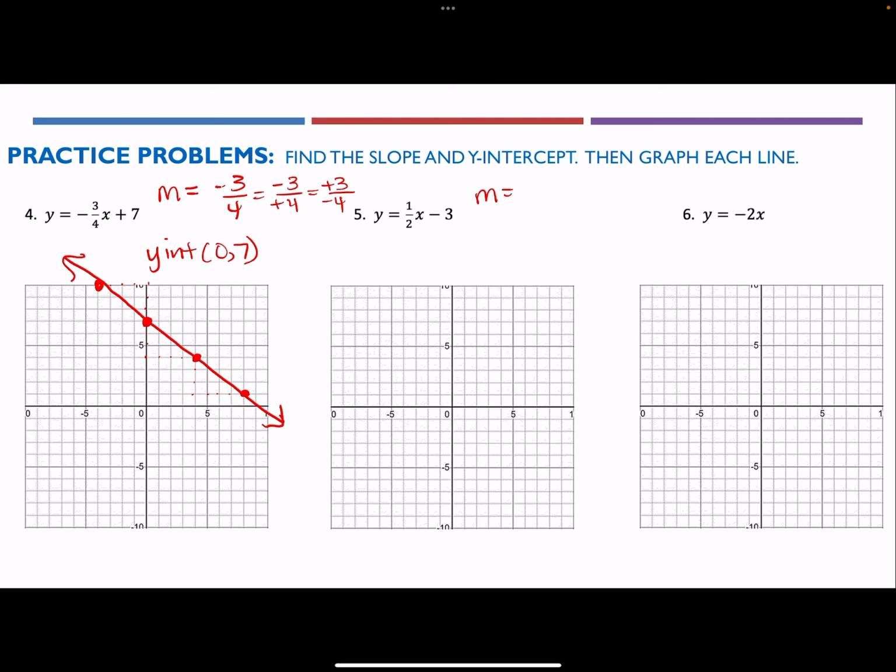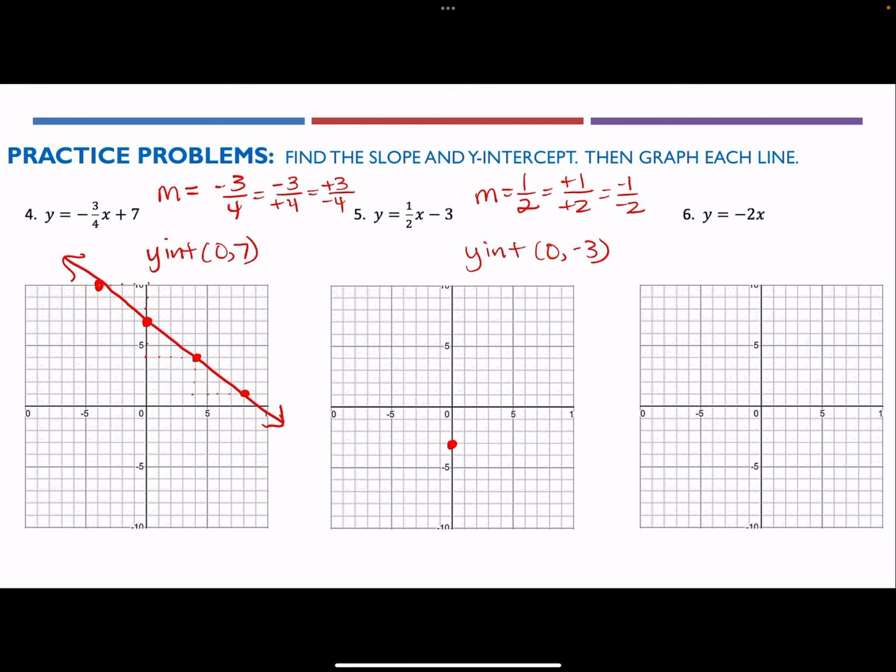All right, number 5. Y equals 1/2 x minus 3. So your slope is 1/2. Your y-intercept, 0, -3. 1/2 could be +1 over +2, right? That's how we normally think of it. But don't forget, it could also be -1 over -2. So my y-intercept, 0, -3 is right there.